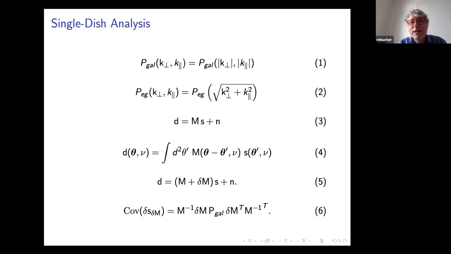but it's nice to find some sort of imperfect, simple criteria to evaluate antenna designs. So that's what we try to do here.